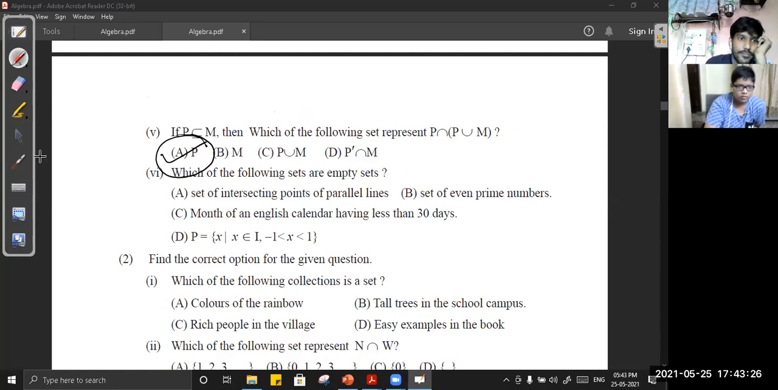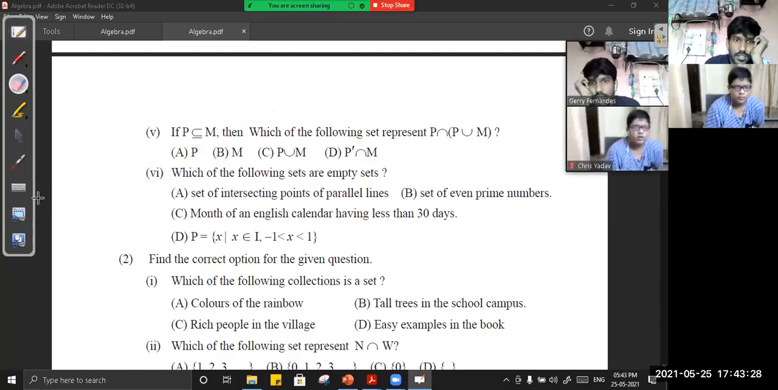Understood, sir. Okay. Now look at the sixth one. Which of the following sets are empty? This you can tell me. A, sir. A set of intersecting points of parallel lines. Okay.